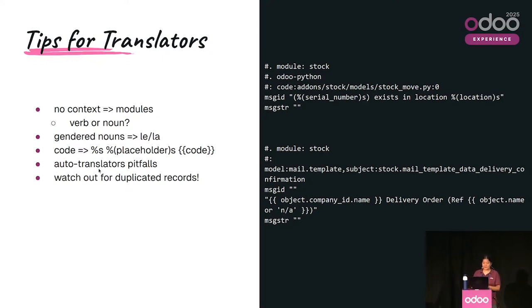Another big problem we've been having a lot more recently is people using auto-translators. It's perfectly fine to use an auto-translator, but you have to double check, because often it'll translate code, and it doesn't have the context, so it'll translate it to the wrong thing.